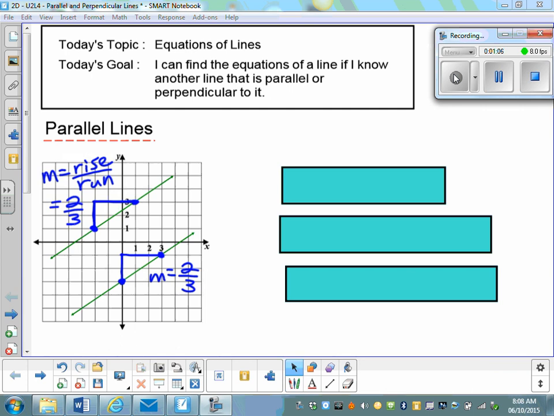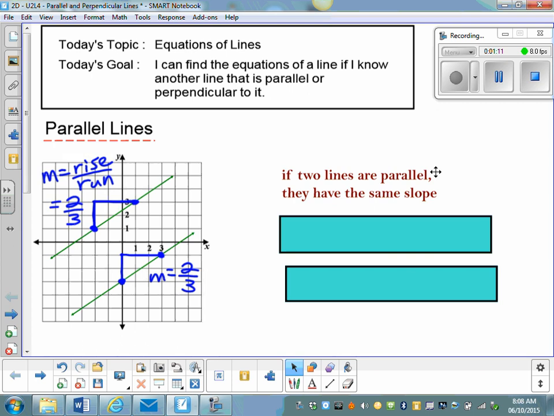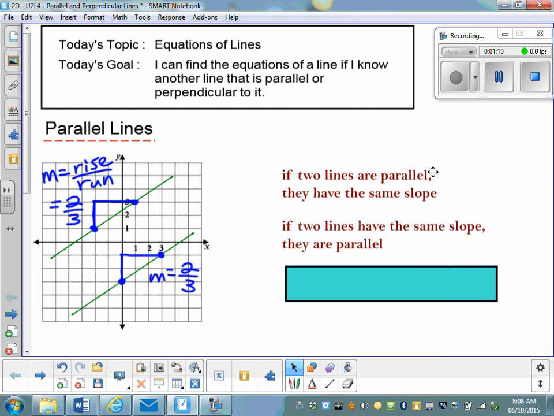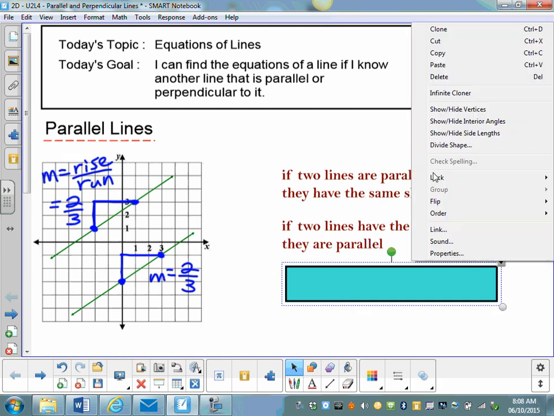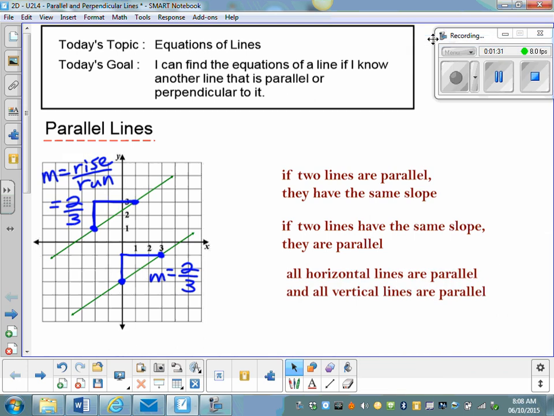So parallel lines have the same slope. So if two lines are parallel, they have the same slope. We also know that that works in reverse order. If we know that two lines have the same slope, then we know that they're parallel. And we always talk about horizontal and vertical lines because they're kind of special lines. Horizontal lines are all going to be parallel to each other, and all vertical lines are going to be parallel to each other.